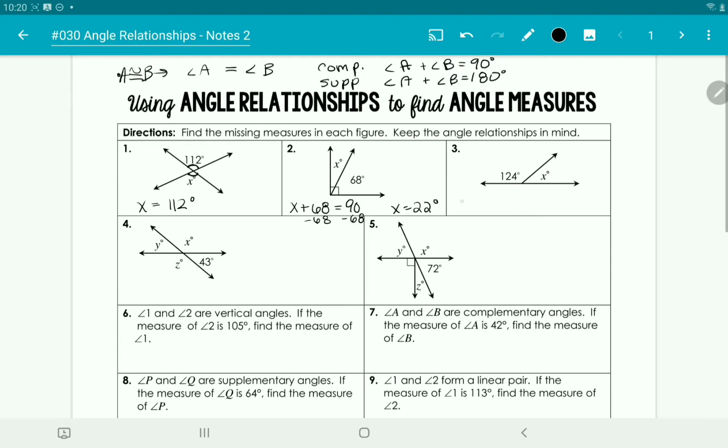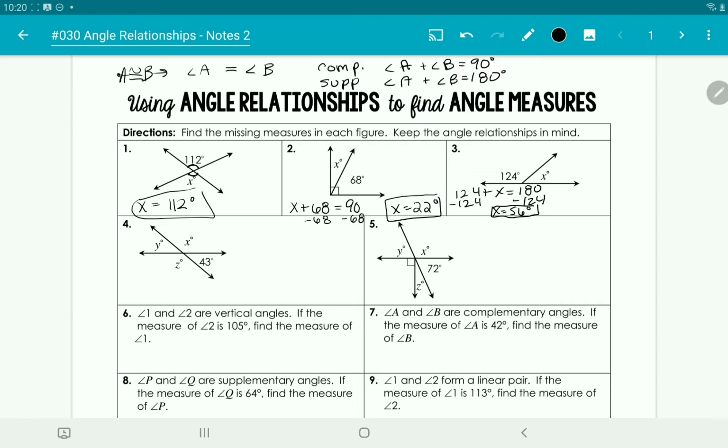And then lastly, this is a straight line. Okay, so the whole thing's going to be added to give you 180 degrees. So we have the first angle, 124, plus the second angle is x equals 180. We can subtract 124 from both sides. That's going to give us that x is 56 degrees. And that's our answer. Okay?